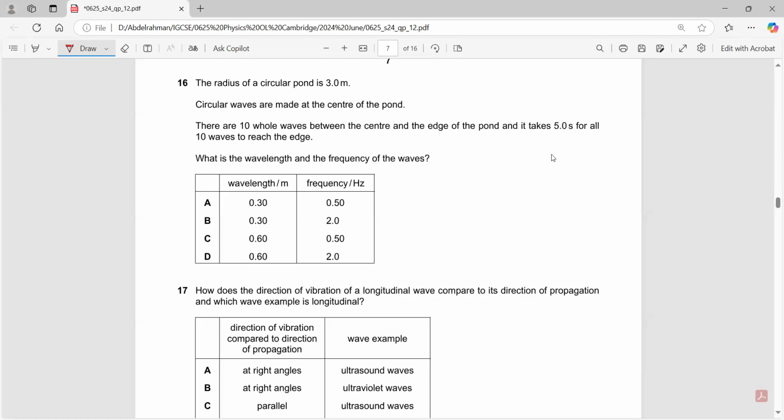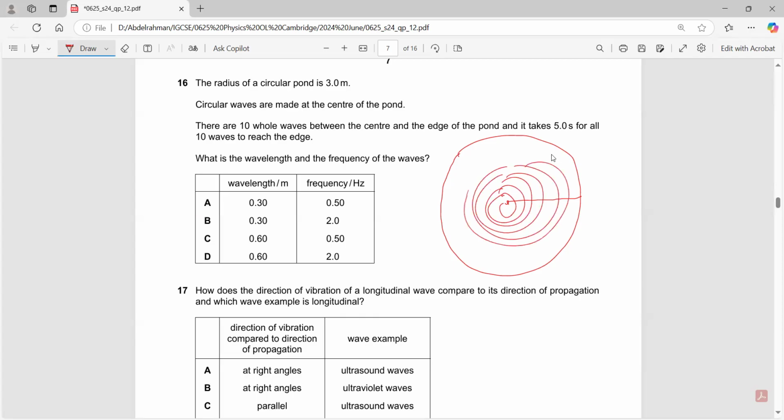How can I find the wavelength of this wave? So basically you have a pond which is 3 meters in radius. This is the radius of the pond. How many waves have formed inside this pond? 10 waves. So if I draw 10 circular waves, 10 of these waves, just as an assumption, what would the difference between two wavefronts be?